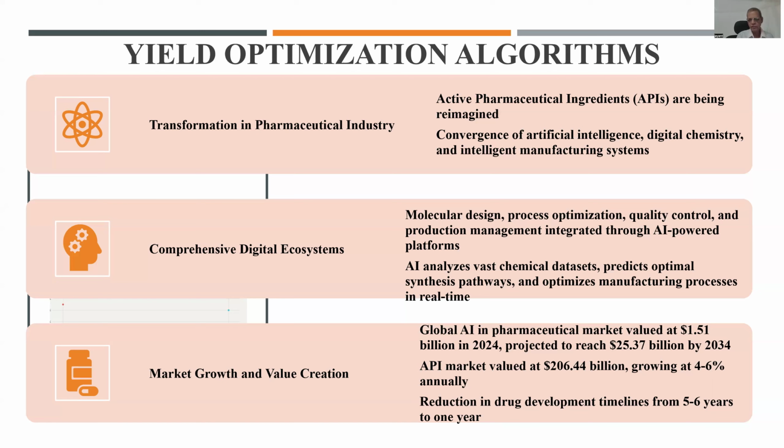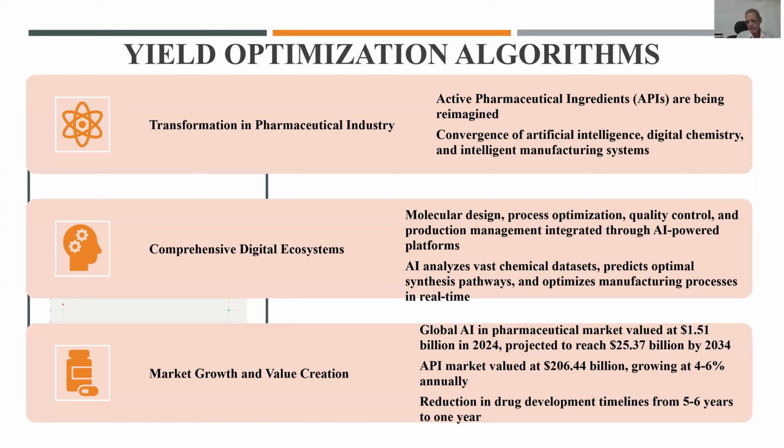Similarly, when you are looking out for an API, your molecular design, process optimizations, quality control, and production management, these various systems can be integrated by adoption of artificial intelligence, which will be very helpful and will help you in optimizing the resource utilizations and performance improvements and all that. AI can really help in chemical databases and predict optimal synthetic pathways and manufacturing processes in real time. And this market is expected to move very fast.